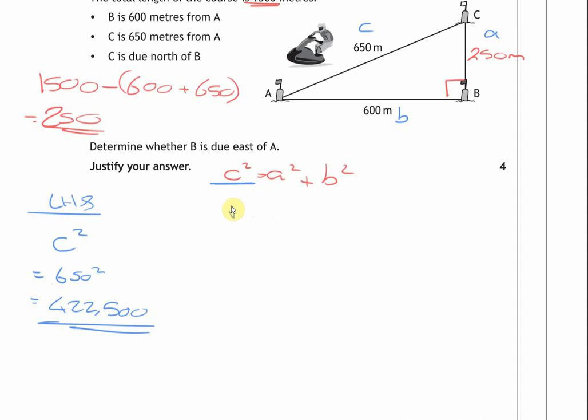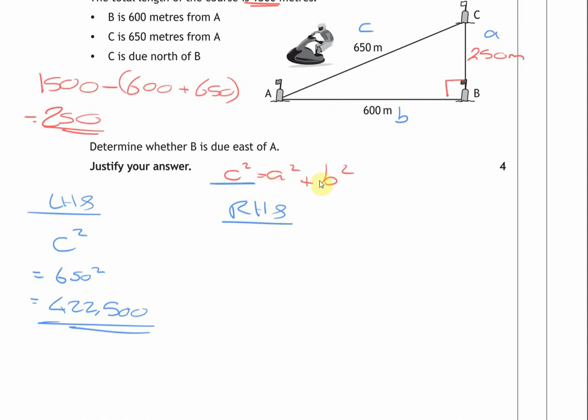Now the question is, if this is indeed a right angle triangle, and therefore A is due east from B, then this should also equal 422,500. If it doesn't, then we know that this isn't completely due east of each other.